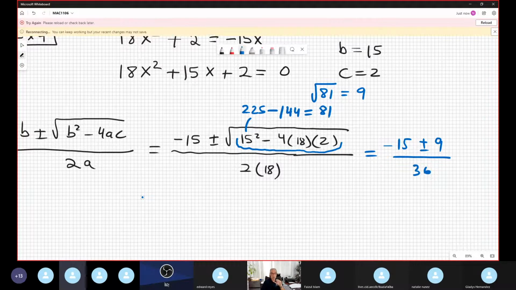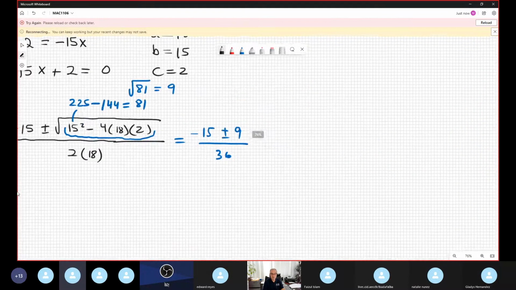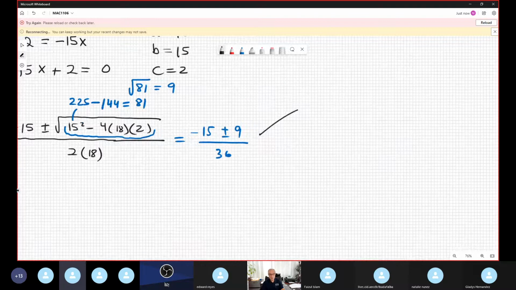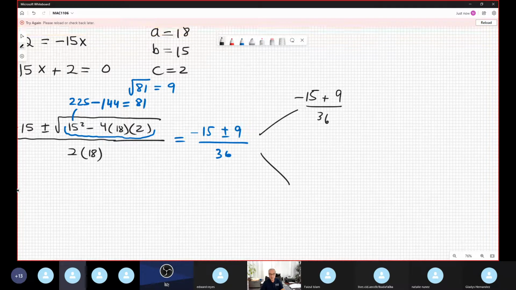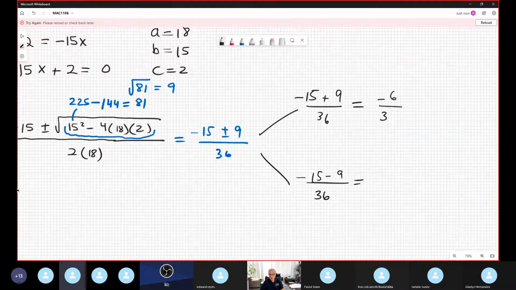And that's it? No. Now I split this in 2 pieces. One piece using positive and one piece using negative. And you compute separately. So negative 15 plus 9 is negative 6. And now you reduce to the lowest terms, divided by 6 top and bottom, it is negative 1 over 6.